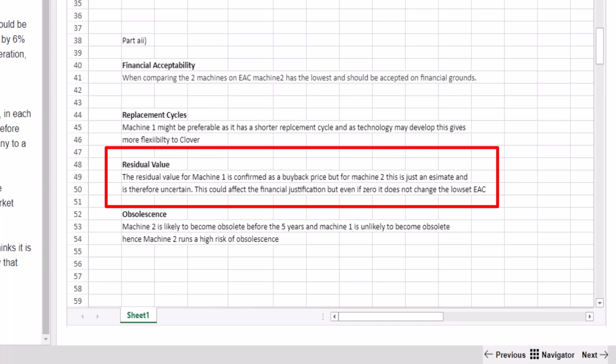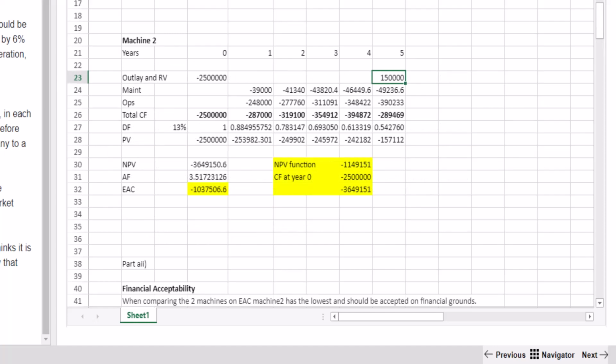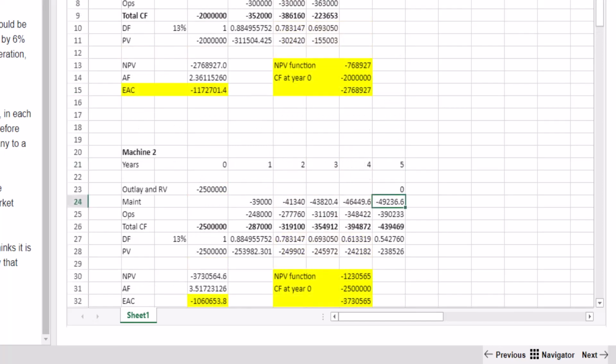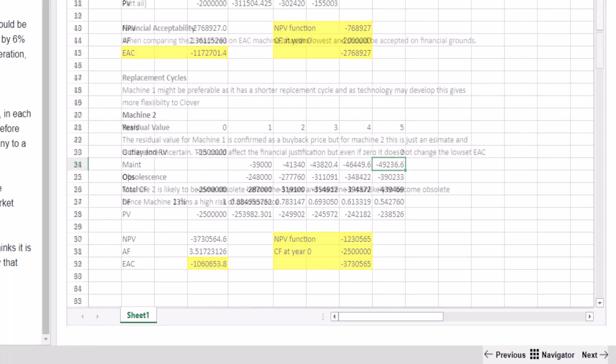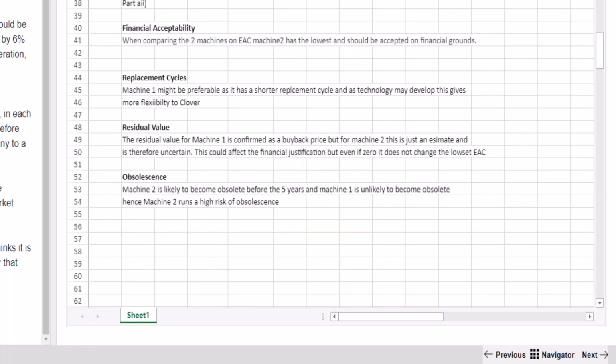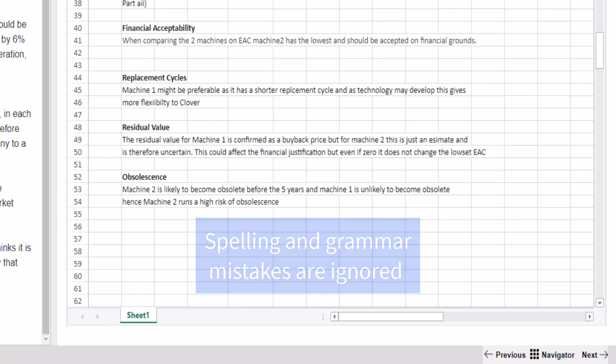But I've done some further analysis. If I change that residual value to be 0, it doesn't change the financial outcome. It's still the lowest equivalent annual cost compared to machine 1, 1172 and 1060. So you need to say that. And so I've said, even if 0, it does not change the lowest equivalent annual cost. Also remember, spelling and grammar mistakes are ignored.